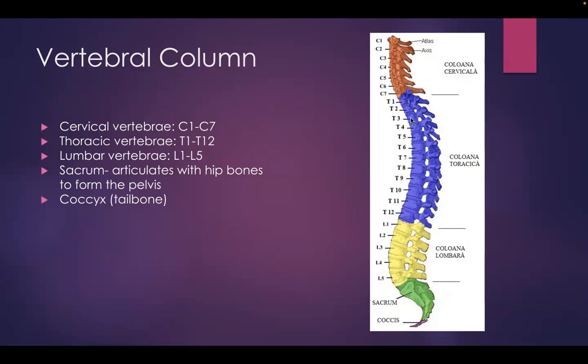T1 through T12, so 12 thoracic, and this will help form the posterior portion of the rib cage, the chest area, going lower to the lumbar region, which is the lower back, the sacrum, and the coccyx. So one way to remember this is you have breakfast at 7, lunch at 12, dinner at 5, and maybe 2 snacks through the day.